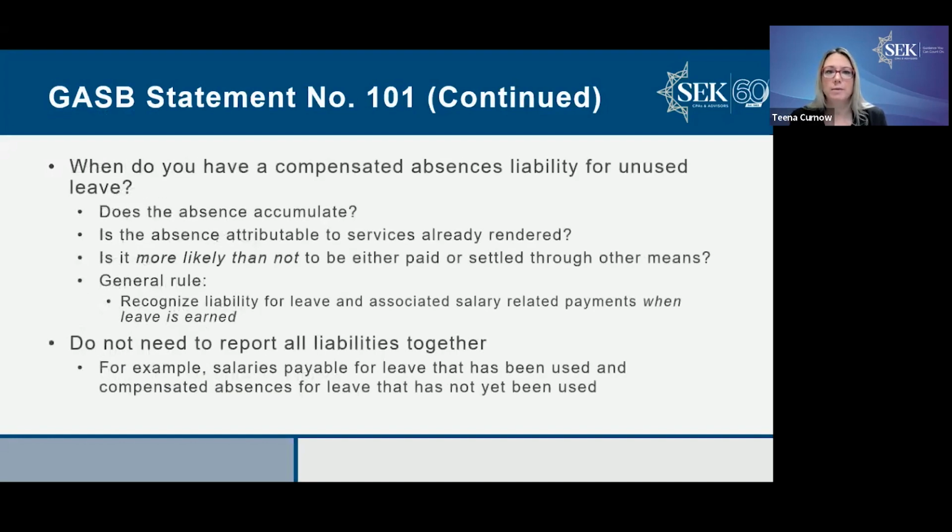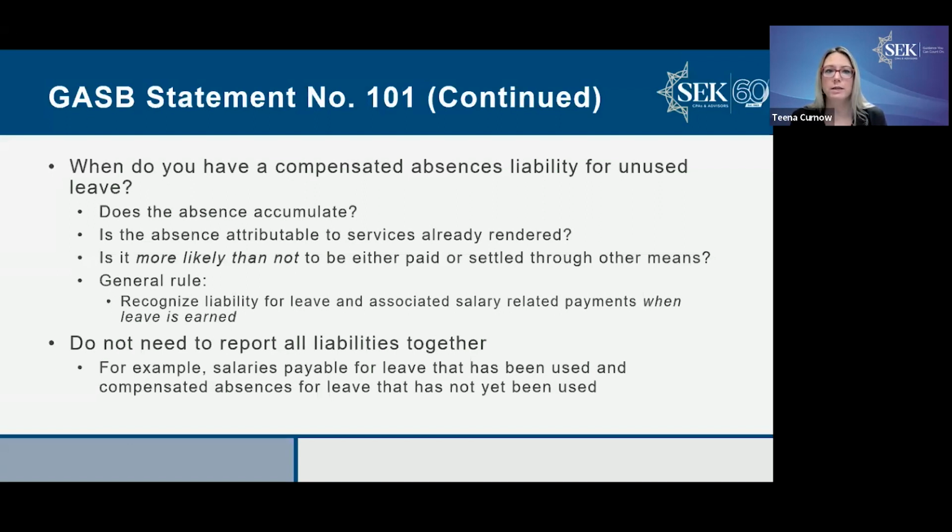So when do you have a liability? You have to ask yourself a couple questions. Does the absence accumulate? Is it attributable to services already rendered, meaning is the employee earning it? Have they already earned it? It just wasn't paid yet. And is it more likely than not that it will be paid or settled through other means, likely the conversion that we talked about?